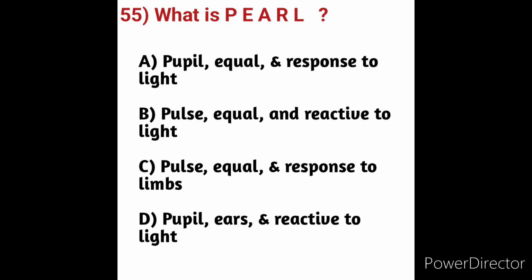The first aid acronym PEARL is used when assessing head injuries and brain function. When a casualty's eyes are open or light is shone in them, their pupils should respond to light by shrinking. If they don't react or react unequally, then there is a problem in the brain. So this is the identification and assessing of head injuries and brain function. So here PEARL option B, pulse equal and reactive to light is the correct answer. Next we will move on to question number 56.